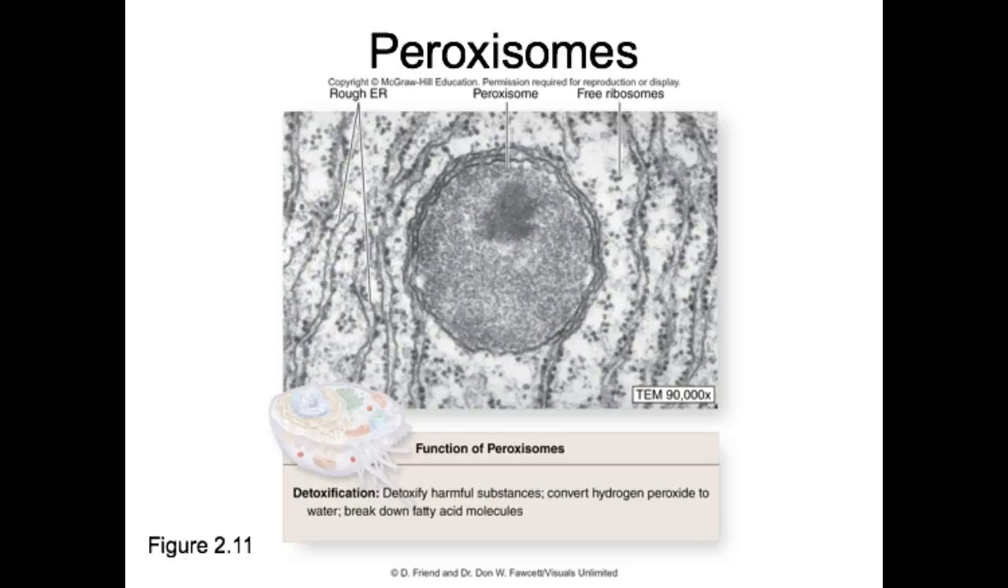Peroxisome is specifically to detoxify. Specifically, one thing it does, convert hydrogen peroxide to water. It's going to have a sort of crystalline core that's going to help with this process. It's going to also break down fatty acid molecules, for example. So along with the smooth endoplasmic reticulum, it's part of our detoxification process.